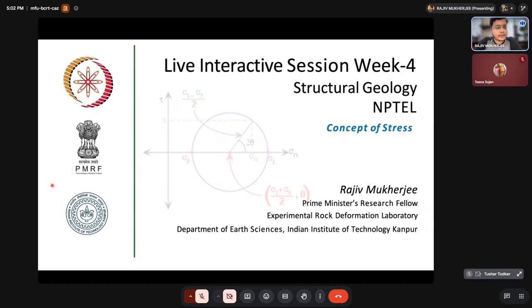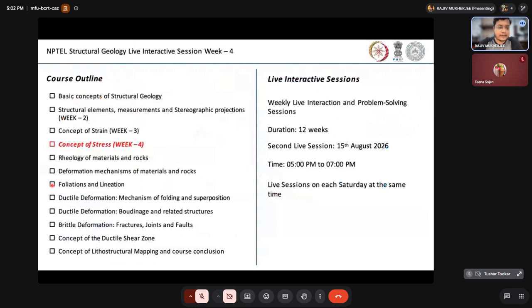So this is the course outline for the course of structural geology. As you can already see, we have already covered the first 3 weeks, which were the basic concepts of structural geology, measurement of structural attributes, and the concept of strain. Today's week is primarily focused on the concept of stress and its relation with deformation.